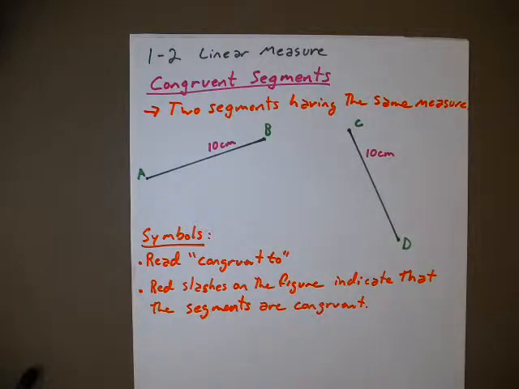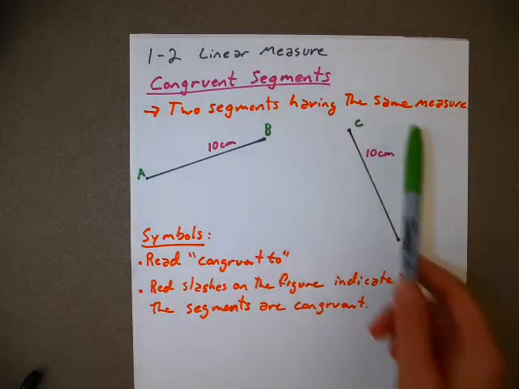This video discusses just one vocabulary word that is going to be pretty important throughout the entire year. We're going to start off by talking about something called congruent, and we're going to start off by referring to congruent segments, although we will see other shapes that are congruent later on. What congruent means, congruent segments at least, is two segments having the same measure.